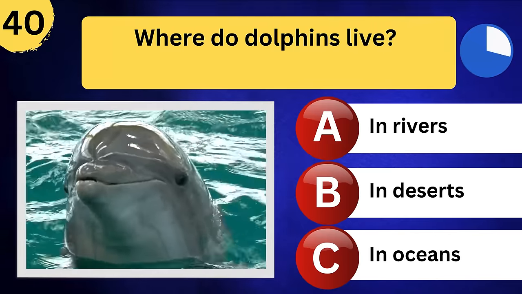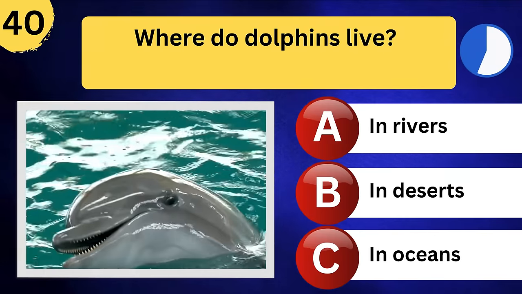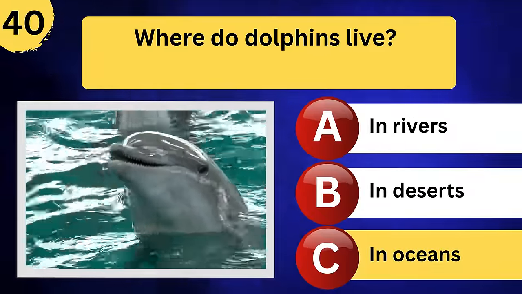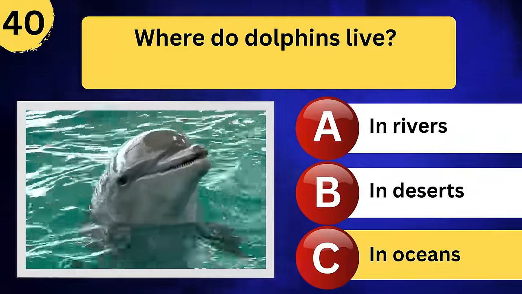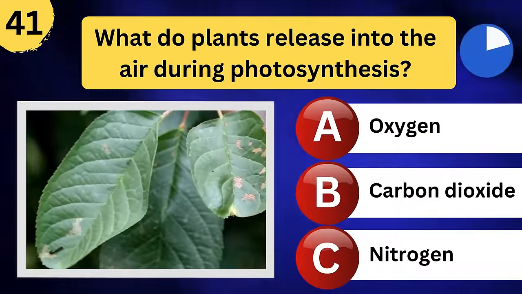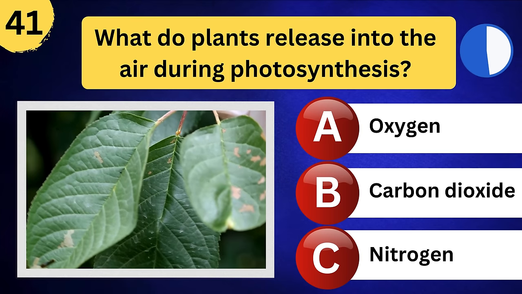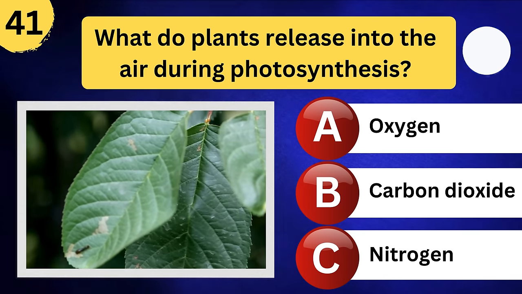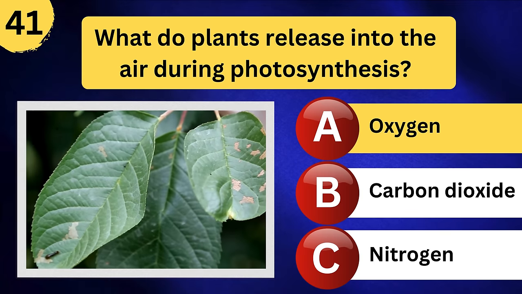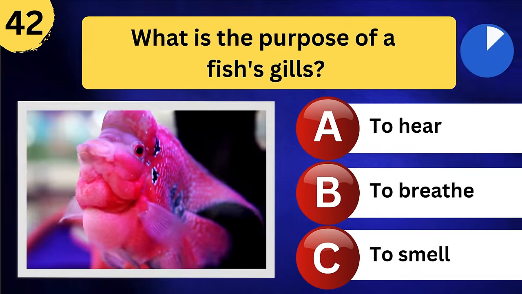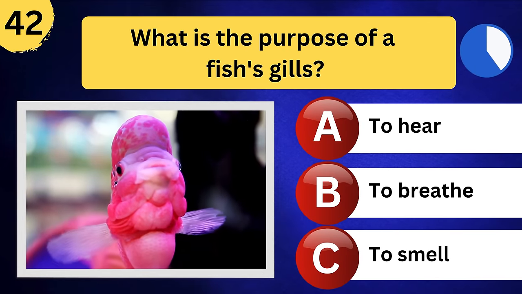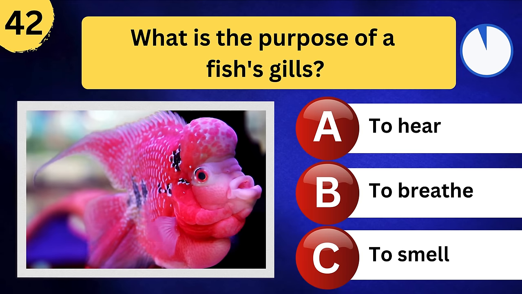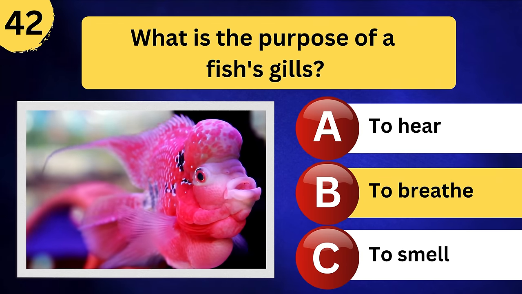Where do dolphins live? In oceans. What do plants release into the air during photosynthesis? Oxygen. What is the purpose of a fish's gills? To breathe.